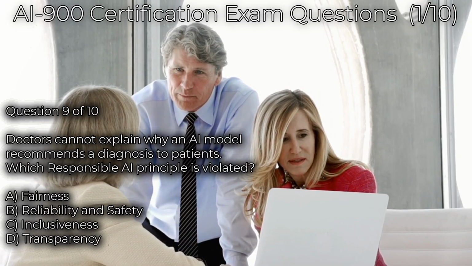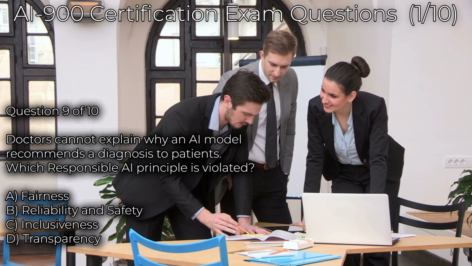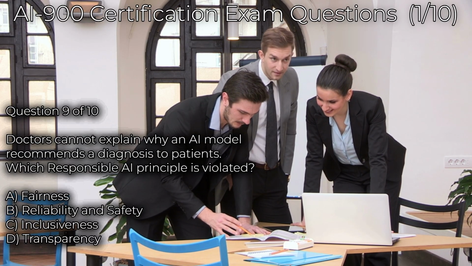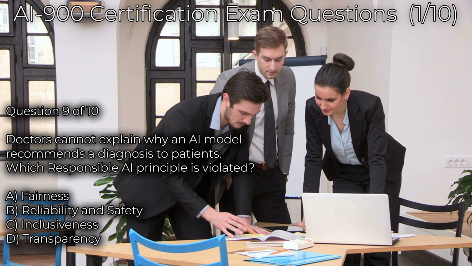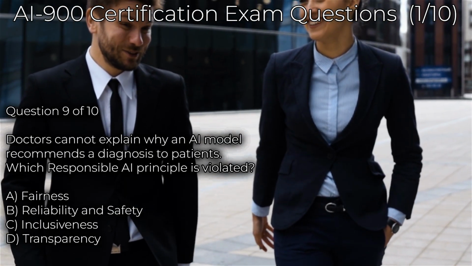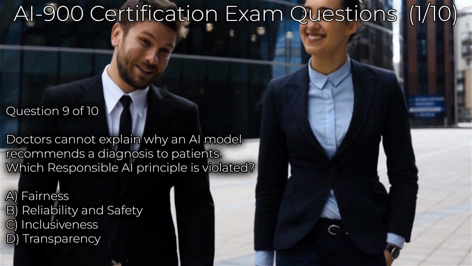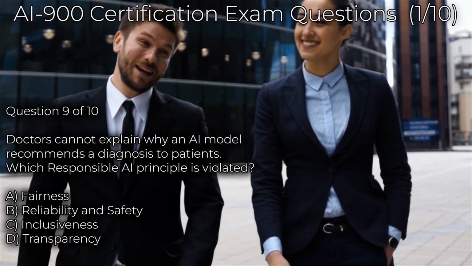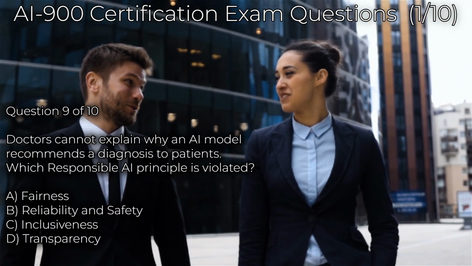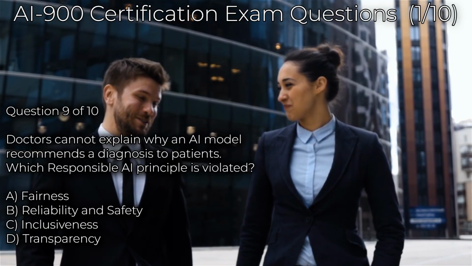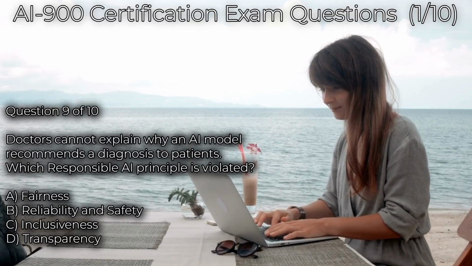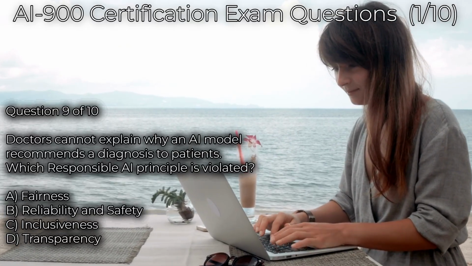Question 9 of 10. A hospital deploys an artificial intelligence model to assist with patient diagnoses. Doctors are unable to understand why the model recommends a particular diagnosis, and the hospital has no way to explain the model's reasoning to patients. Which responsible artificial intelligence principle is most at risk of being violated? Option A, fairness. Option B, reliability and safety. Option C, inclusiveness. Option D, transparency. Think carefully about each principle. The correct answer is D, transparency.